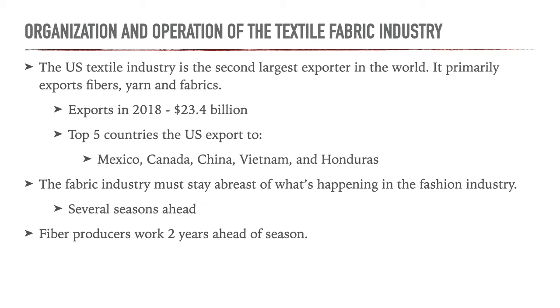The fabric industry must stay abreast of what's happening within the industry. This will allow for enough lead time in planning color and fabric lines. The fabric industry works several seasons ahead, and fiber producers work at least 2 years ahead of season. Designers make decisions about weaves, colors, and finishes that they'll use in their collections well in advance, anywhere between 6 to 18 months.